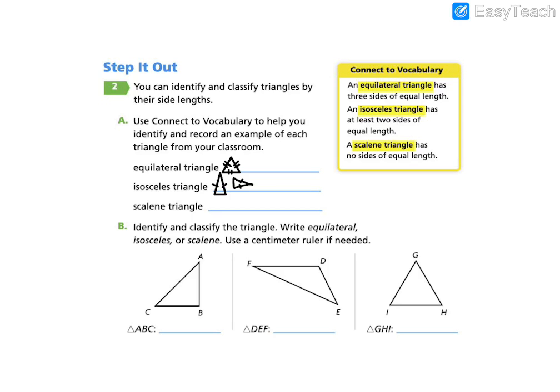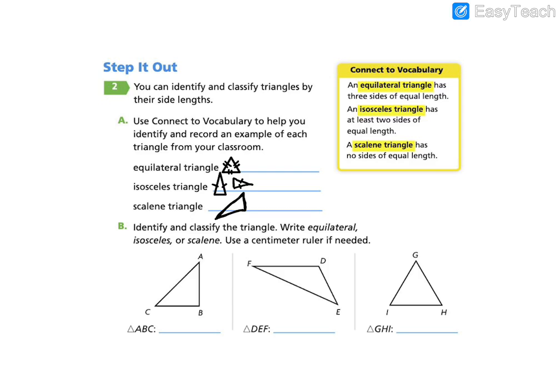And finally, a scalene triangle is a triangle that has no sides of equal length. All right, so let's take a look at letter B. We need to identify and classify the triangles that are down here. We're going to identify them either as equilateral, isosceles, or scalene triangles. You can use a ruler if you need help to measure.